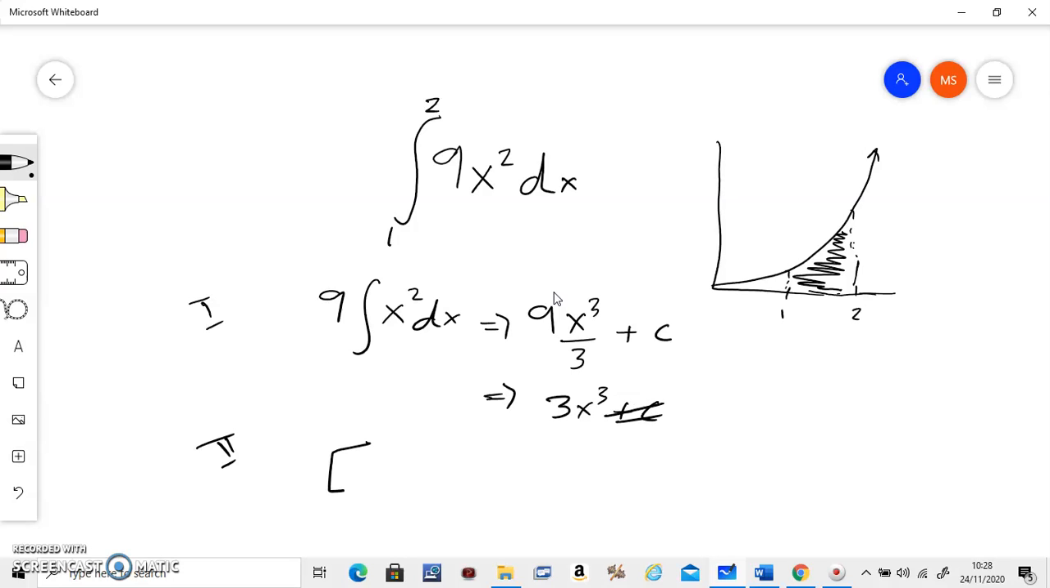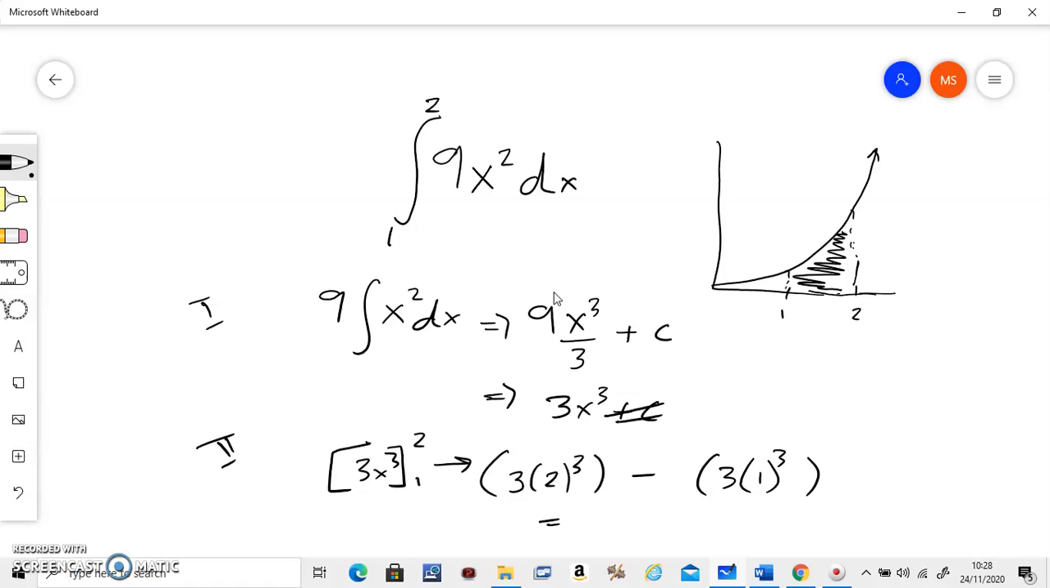And then all you have to do is put your answer in a bracket and say this is from 1 to 2. And then what you need to do is make 2 brackets, put a negative sign between them. Now you do this in definite integration. In place of x, you put the top number first, which is 2. So you get 3 times 2 cubed. And in the second bracket, you put the bottom number. And then you find the value of this.